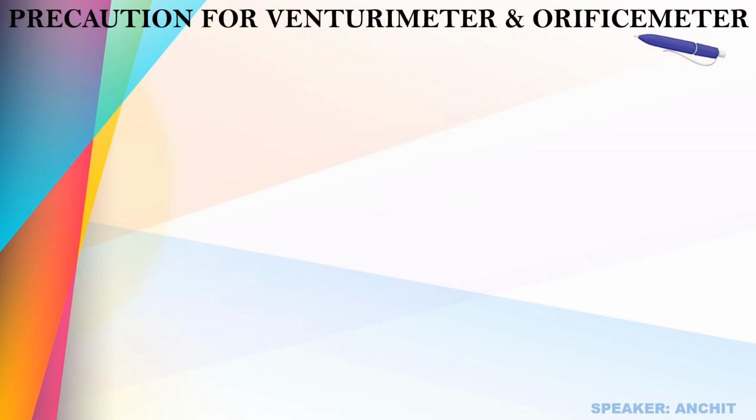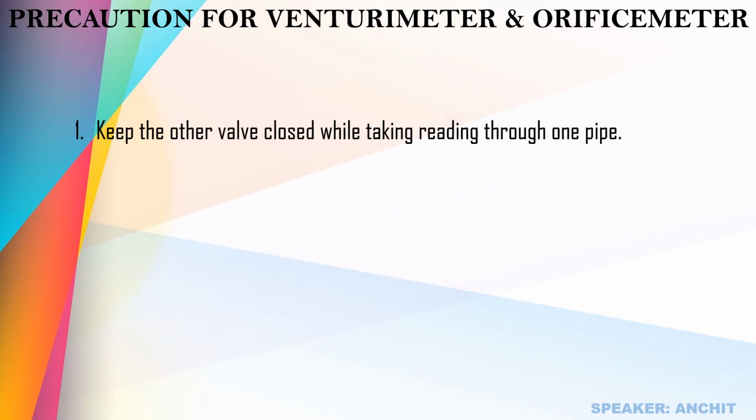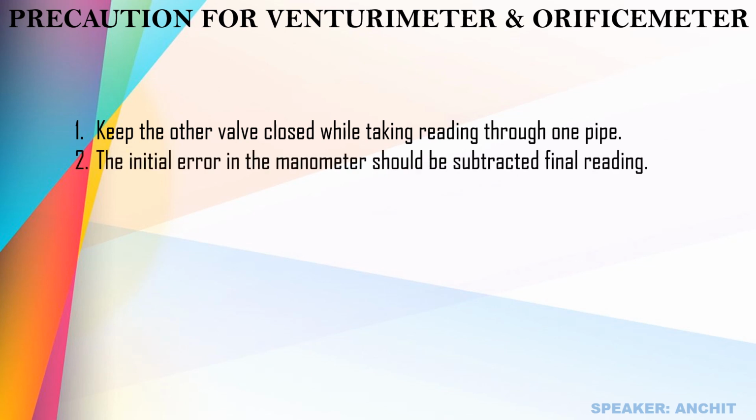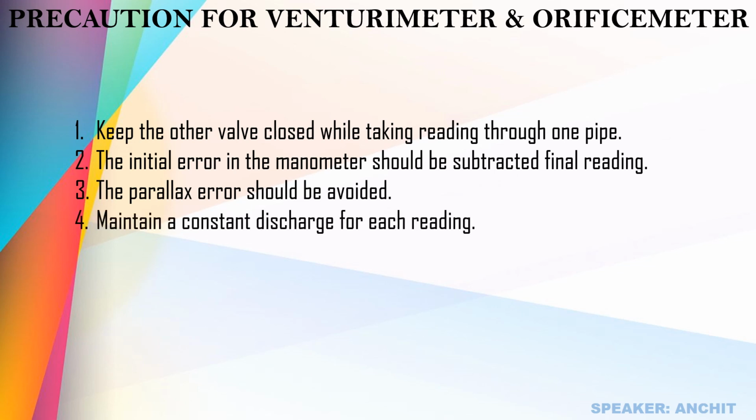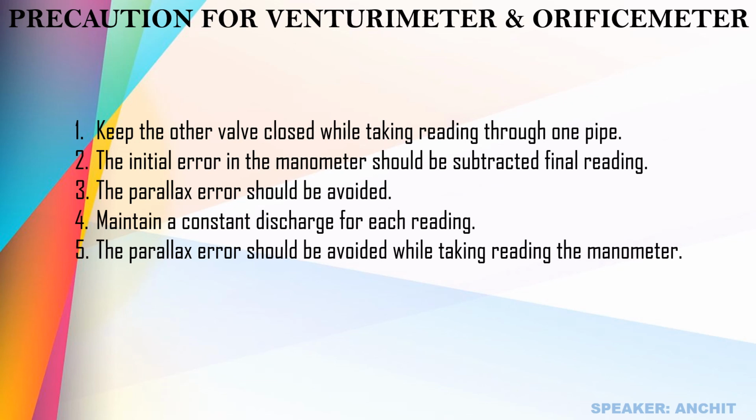For precautions, first, keep the other valves closed while taking the reading through one pipe. Second, the initial error in the manometer should be subtracted from the final reading. Third, the parallax error should be avoided. Fourth, maintain a constant discharge for each reading. Fifth, the parallax error should be avoided while taking the reading from the manometer.